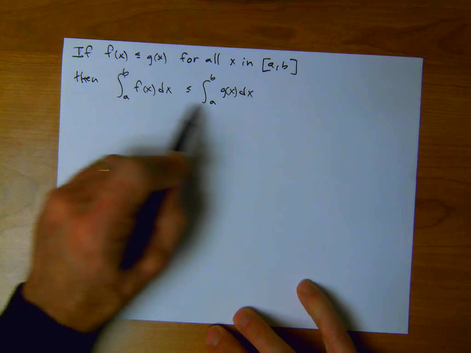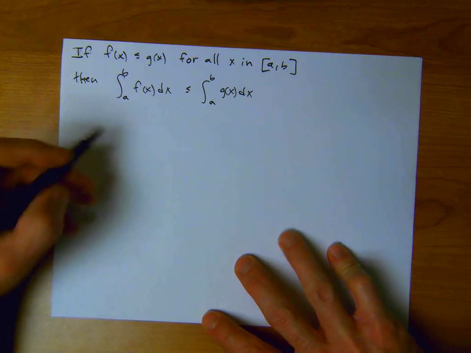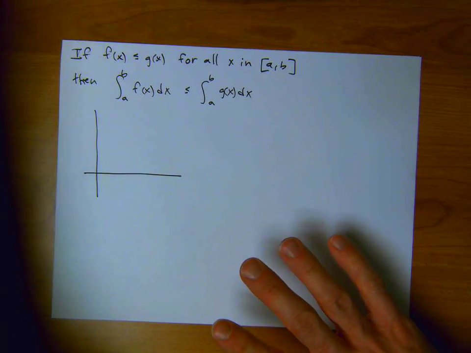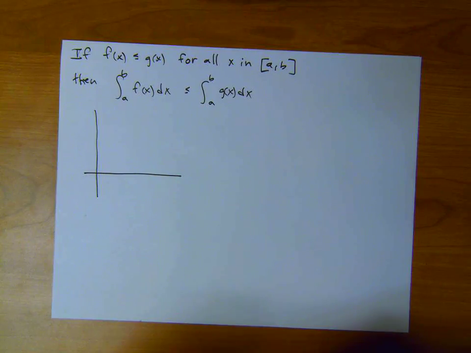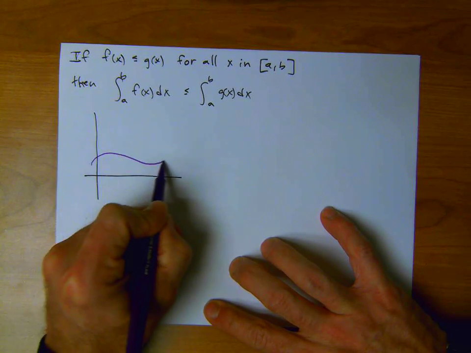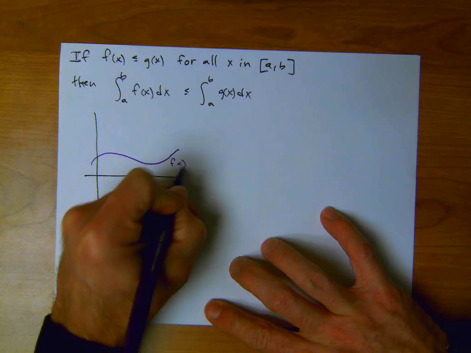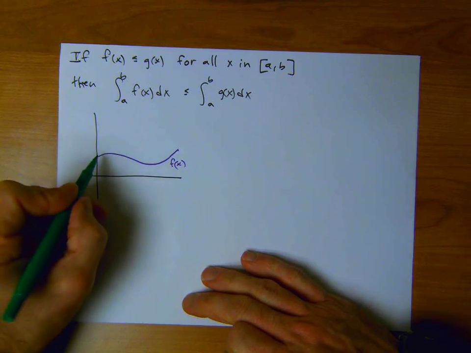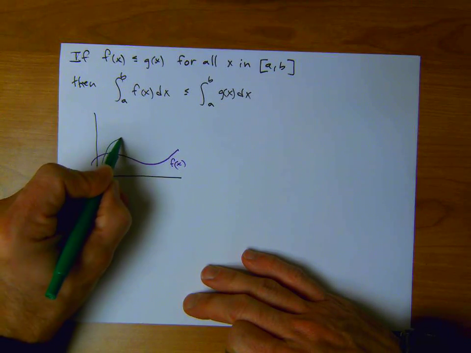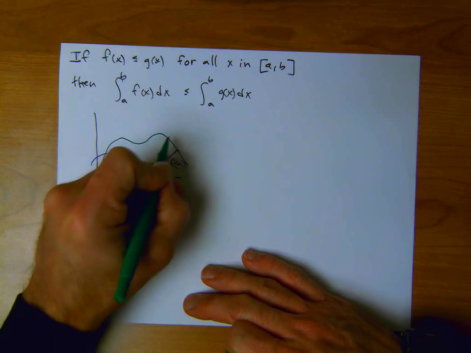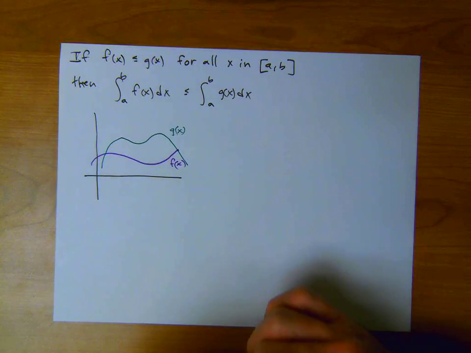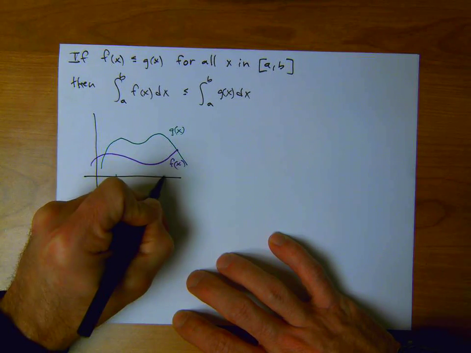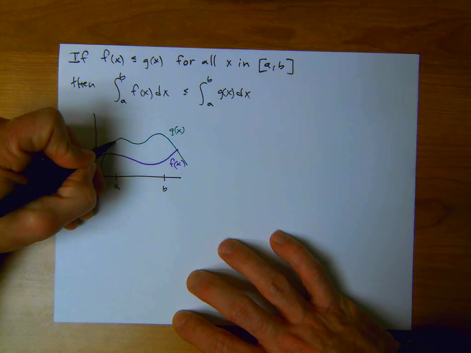So, this also makes sense graphically, right? Let me draw something real quick. Let's say that something like this is our f of x. And then, maybe a green one, so we have something like this for g of x. All right? And let's say here's A and here is B.